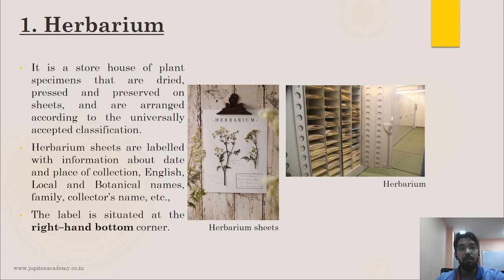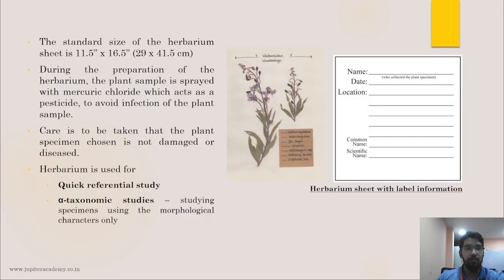The label is generally located at the right hand bottom corner. After making the herbarium sheet, it is pressed and then stored as given in the picture on the right hand side. The standard size of the herbarium sheet is 11.5 inches by 16.5 inches, breadth by length, and in centimeters it is 29 by 41.5 centimeters.